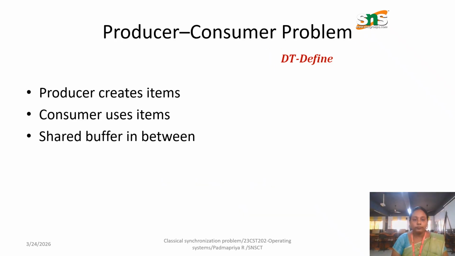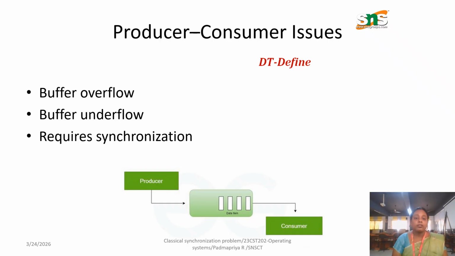This is the producer consumer problem. Here, the producer creates items, the consumer uses those items which are produced by the producer, and a shared buffer is in between. So when the buffer overflows, we can't produce new items. When the buffer underflows, we can't consume that particular product. So this requires synchronization.